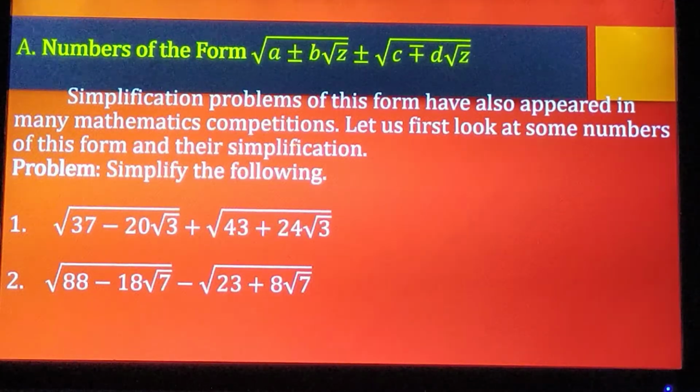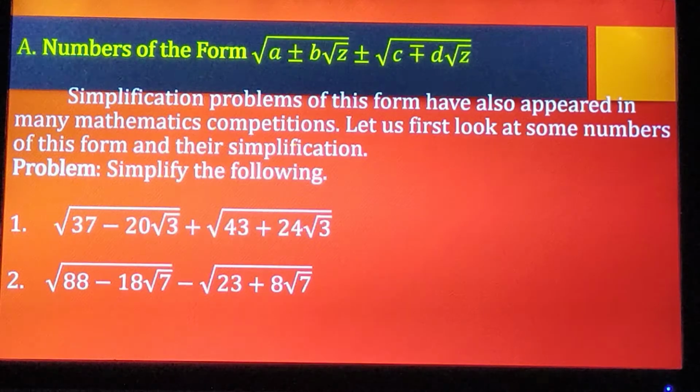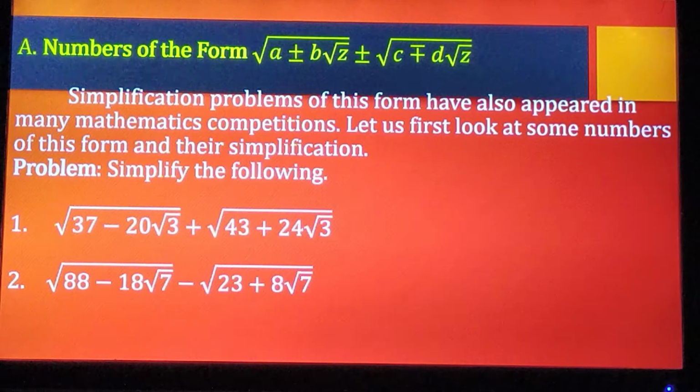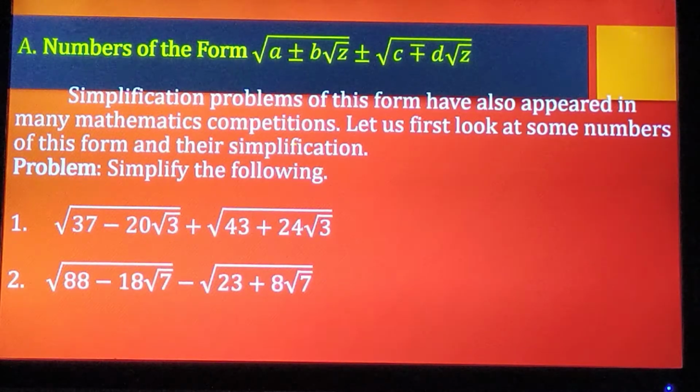So we have the irrational numbers of the form square root of a plus or minus b times the square root of z, plus or minus square root of c minus or plus d times the square root of z. Simplification problems of this form have also appeared in many mathematics competitions. Let us first look at some numbers of this form under simplification. So we have two numbers here. This is how they are simplified.